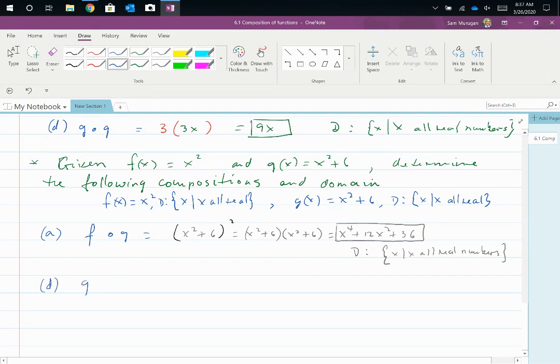No worries, okay? g composed of f, we would take the g function, which is x squared plus 6, and into the g function we substitute the f function, which is x squared, to give x to the 4th power plus 6. Polynomial, domain, all real numbers. This is part B, not D.